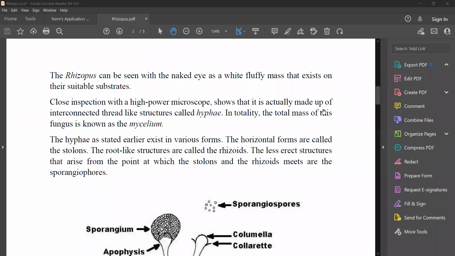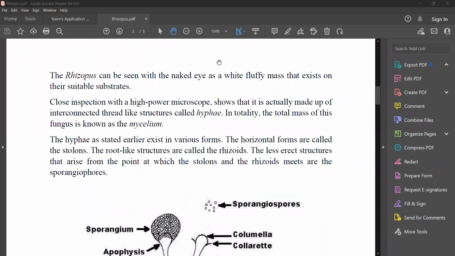So if you find Rhizopus on bread, it means the bread is providing the nutrients or the resources that are necessary for the survival of this Rhizopus. So the bread becomes a substrate, or the carbohydrates in the bread are the substrate for the Rhizopus. Hope that is clear.